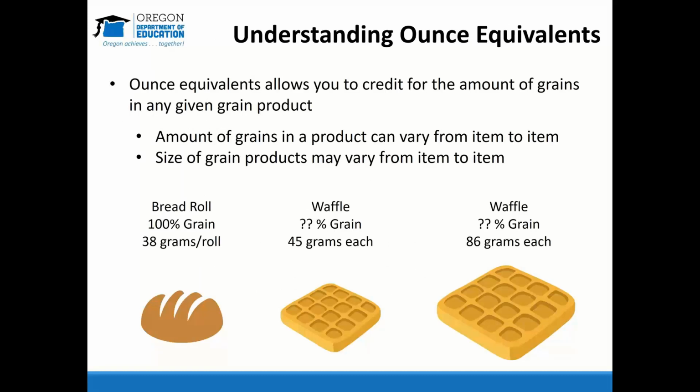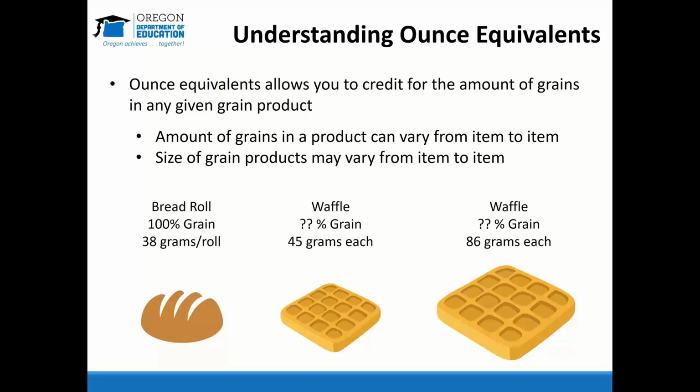Ounce equivalents will allow you to credit for the amount of grains that is in any given grain product. Many grain products have additional ingredients in them like oil, milk, and eggs that can increase the weight of the final product. Because of that, the amount of grains in a product can vary from item to item.